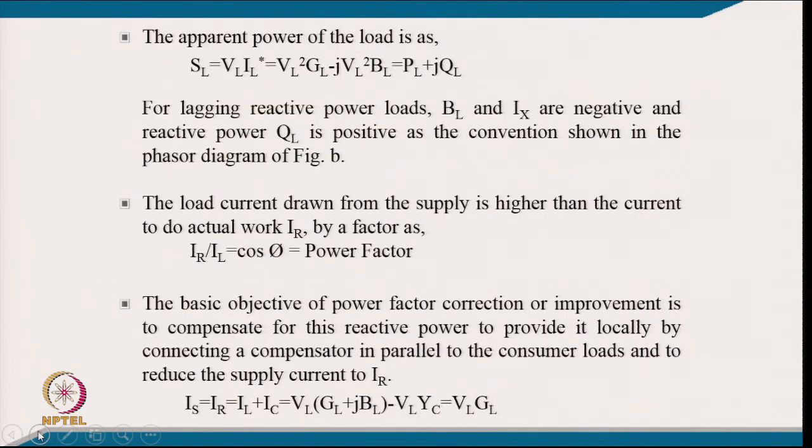The apparent power of the load is SL equal to VL into IL conjugate, which equals VL square GL, that is the conductive or resistive part, the active power of the load, minus j VL square BL, that is the reactive power of the load, and it can be written as PL plus jQL. So, for large reactive power loads, BL and IL are negative and reactive power is positive.